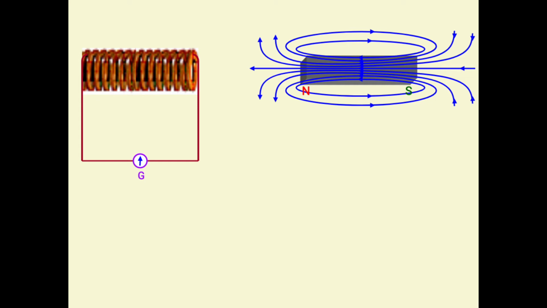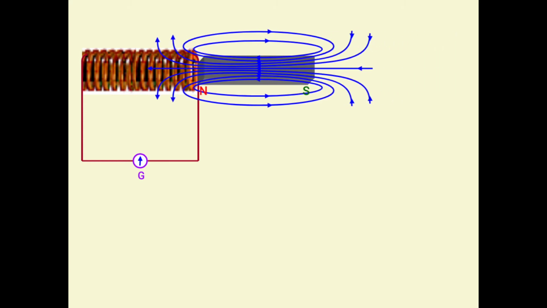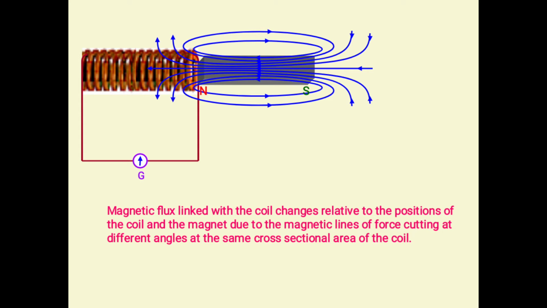Let us see. Okay, the deflection is towards the right side, and the coil has two ends or two polarities. The nearer end becomes north pole and the further end becomes south pole. Now this change happens only when there is relative motion between the coil and the magnet. Otherwise there will be no current induced in the coil.